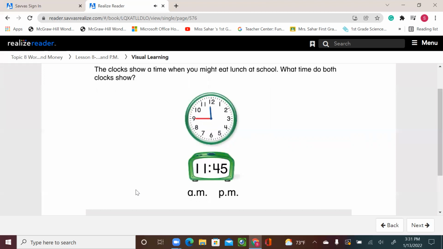The clocks show a time when you might eat lunch at school. What time do both clocks show? I can see that the time shows 11:45, or quarter to 12, or quarter before 12, or 15 minutes before 12. So if you look at it, it's not 12 noon yet. That means I'm still in the morning. Yeah, it's still AM. So I think that will be that choice.